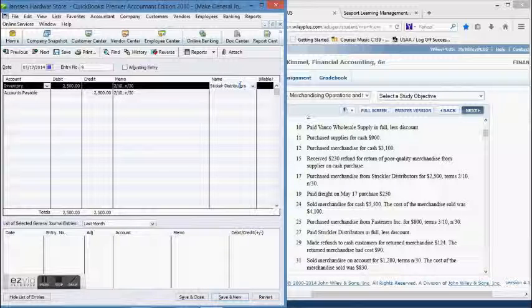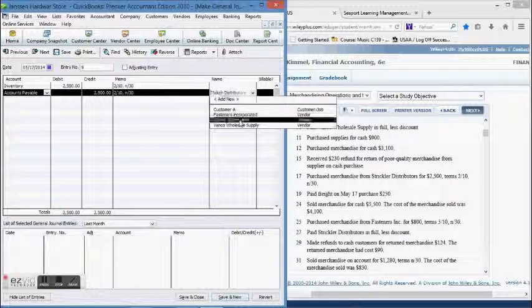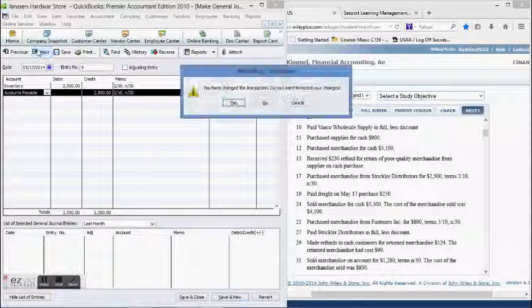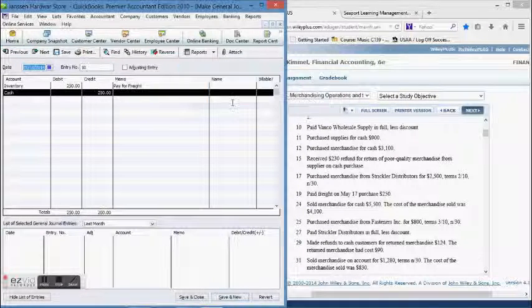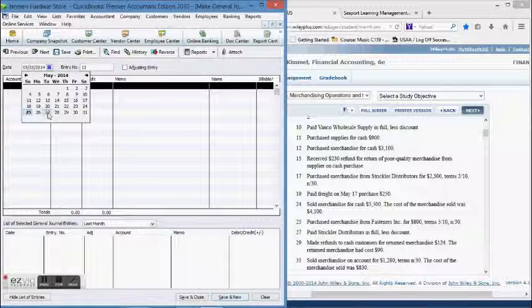This is where the save and new comes in handy, because you can go back and forward, back and forward. If you do save and close, you're going to have to reopen the whole process again. It's not too difficult, pretty easy. Strickler Distributors, and then forward, see. Change the transactions. I'm glad it tells you that, because it lets you know that you changed something, which will appear on the general ledger later. Alright, back to where we were.